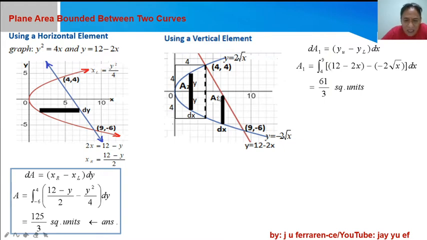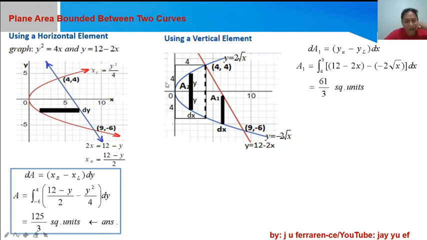The upper part of your element is the line, and its equation is 12 minus 2x. Minus, what is y at the lower? So this is a parabola, and there is an upper branch and a lower branch. Originally, the equation is y squared equal to 4x. If you extract the square root, there is plus and minus.